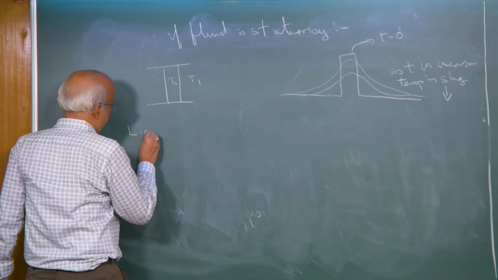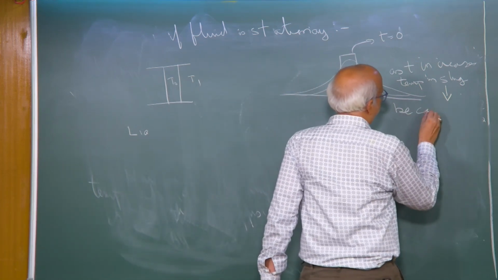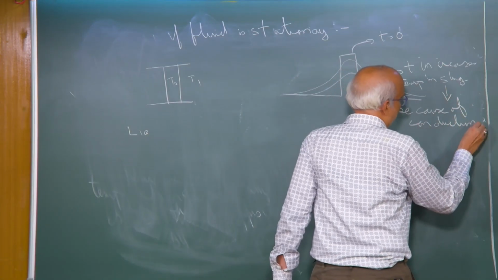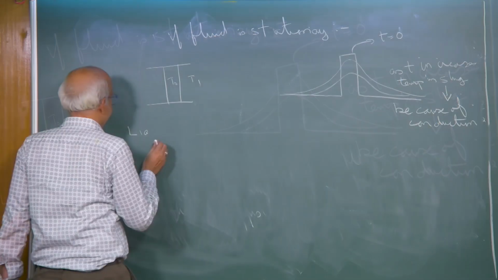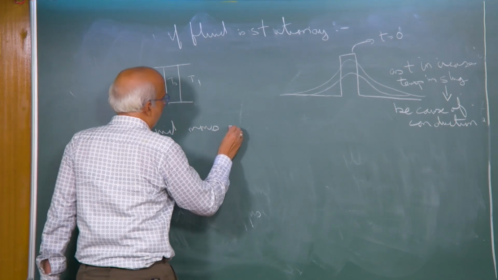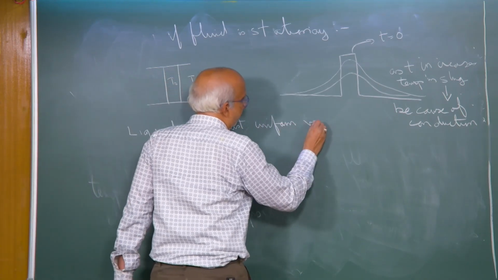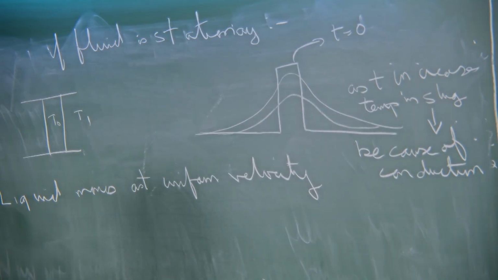So the next complication I am going to do is liquid, okay. This decrease is because of diffusion, because of conduction. Next complication is the liquid moves at a uniform velocity, that is like a plug flow reactor, okay. Plug flow reactor, we assume velocity is uniform.